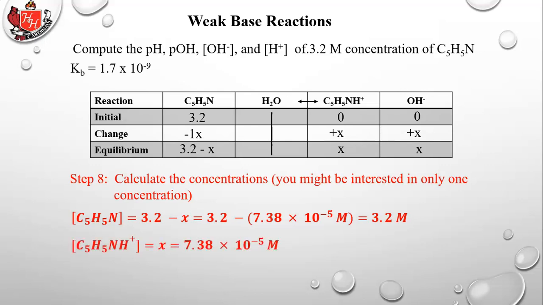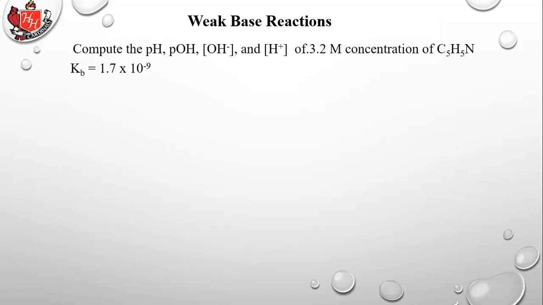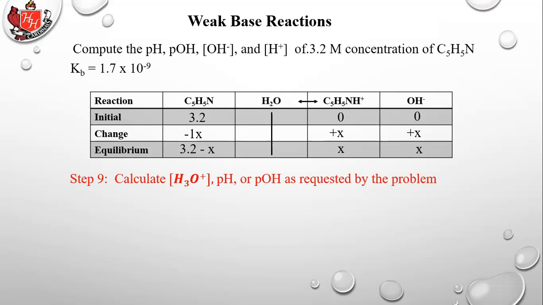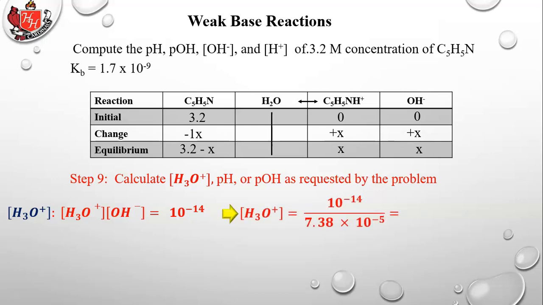Now we have our conjugate acid. C5H5NH plus is the conjugate acid of the base C5H5N. That's x, and that's 7.38 times 10 to the negative fifth. And the OH minus concentration is also that same number. Now we can calculate the H3O plus, pH and pOH. H3O plus times OH minus equals 10 to the minus 14th. We divide both sides by the OH minus, and we get a hydronium ion concentration of 1.4 times 10 to the negative 10th.